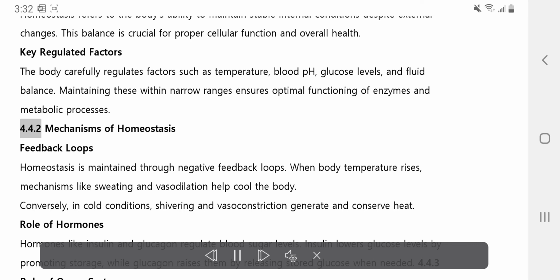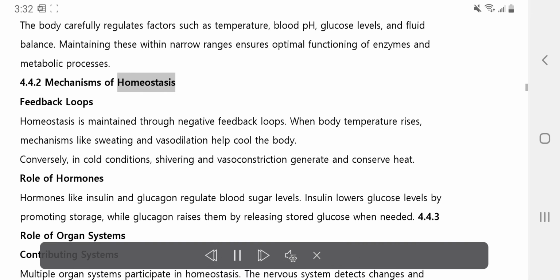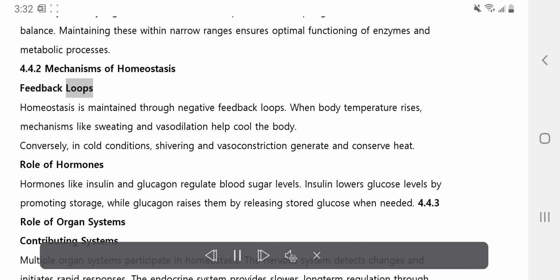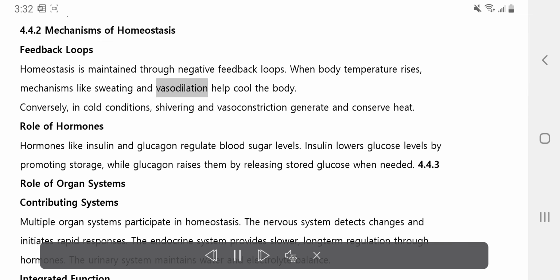For point 4.2, Mechanisms of homeostasis. Feedback loops. Homeostasis is maintained through negative feedback loops. When body temperature rises, mechanisms like sweating and vasodilation help cool the body. Conversely, in cold conditions, shivering and vasoconstriction generate and conserve heat.